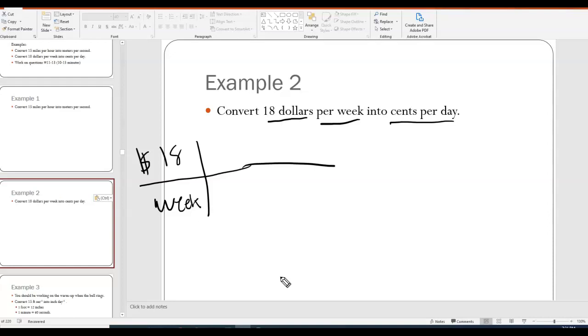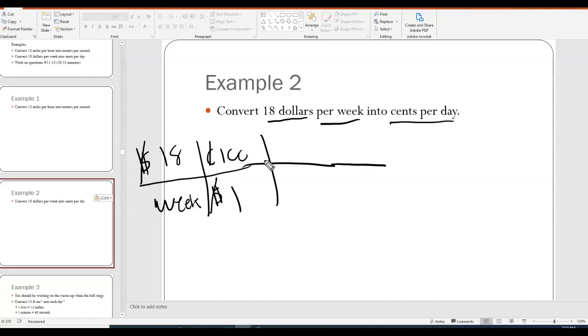Just for fun, I'm going to convert dollars to cents. I know dollars is on the top, so I have to have dollars on the bottom just to cancel, and I happen to know that $1 is equal to 100 cents. Now if you don't know that, well, I don't know, something else is wrong. You should know there's 100 pennies in a dollar at this point. If I stop there, then dollars would cancel, and I would be left with cents per week. But I don't want cents per week, I want cents per day. So I need to convert weeks into days.